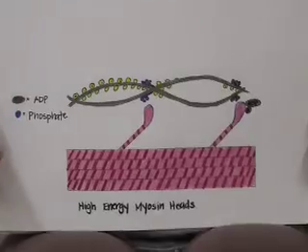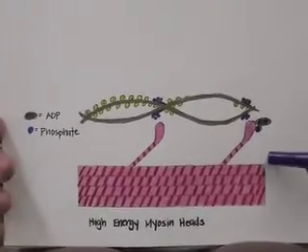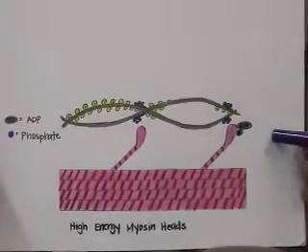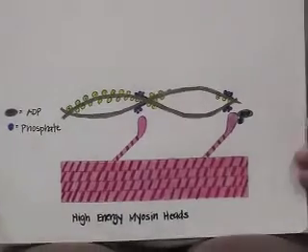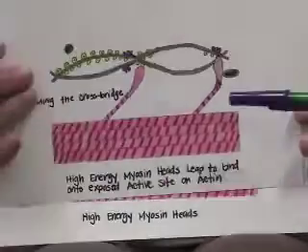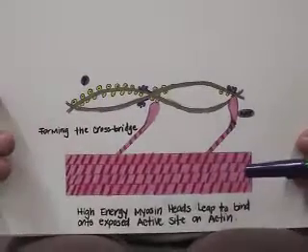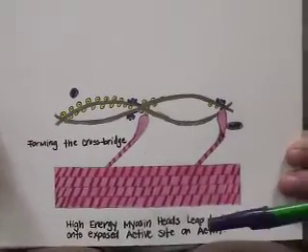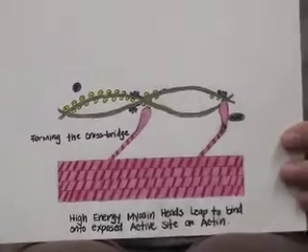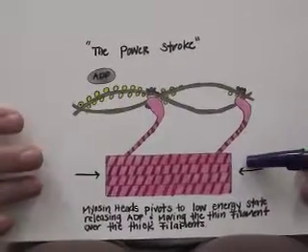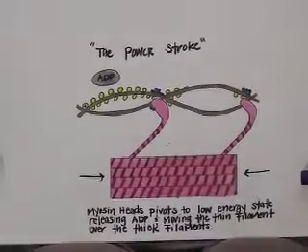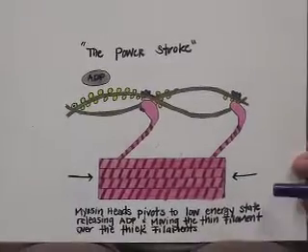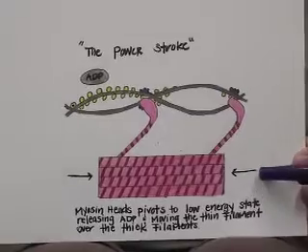High energy myosin heads leap to bind the exposed active site of actin on the thin filaments, forming a cross bridge. The myosin heads pivot to a low energy state, releasing the ADP and moving the thin filament over the thick filament, causing the contraction, the power stroke.